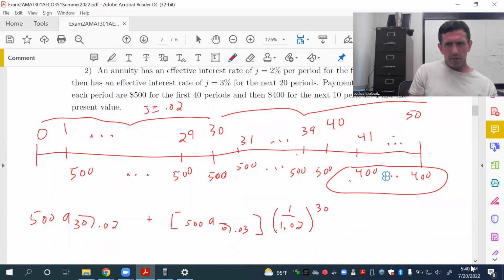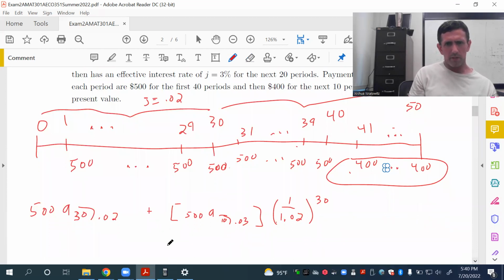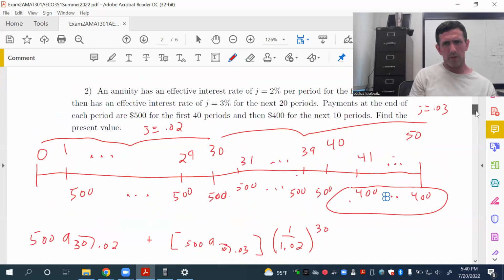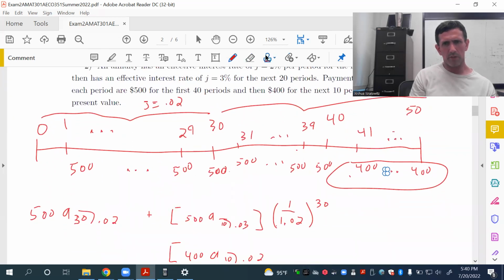All right, so same idea. The beginning of this payment period for this annuity is t equals 40. 400 a10 at 3%, because interest is 0.03, but that interest is 3% from 30 to 50.